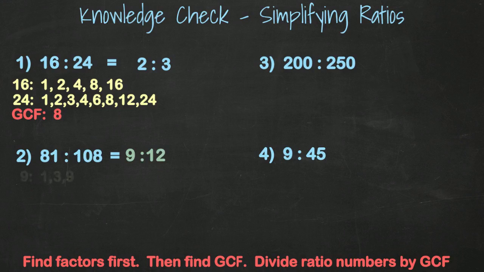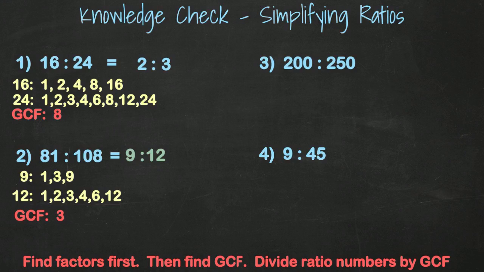The factors of 9 are 1, 3, and 9. The factors of 12 are 1, 2, 3, 4, 6, and 12. The greatest common factor between these two numbers is 3. 9 divided by 3 is 3. 12 divided by 3 is 4. Our ratio in its simplest form is 3 to 4.